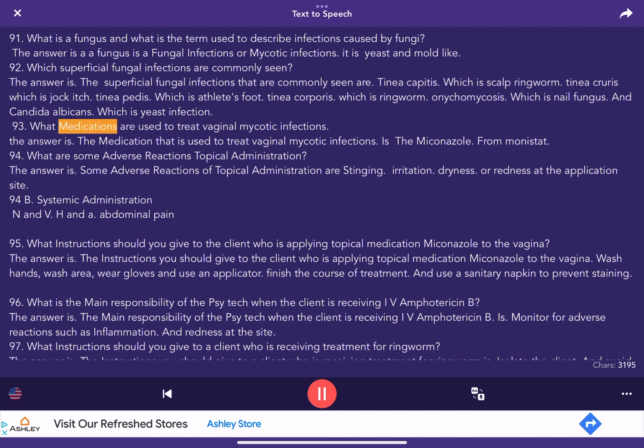93. What medications are used to treat vaginal mycotic infections? The answer is, the medication that is used to treat vaginal mycotic infections is miconazole, from Monostat.